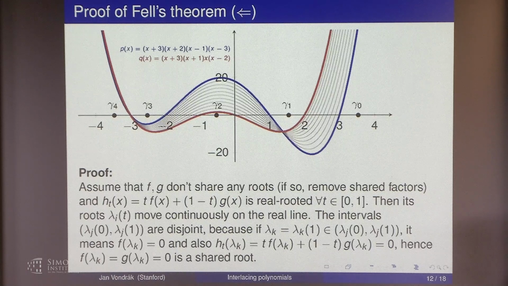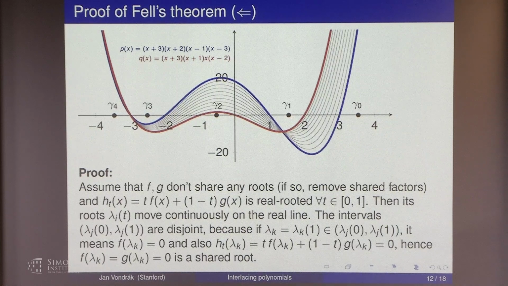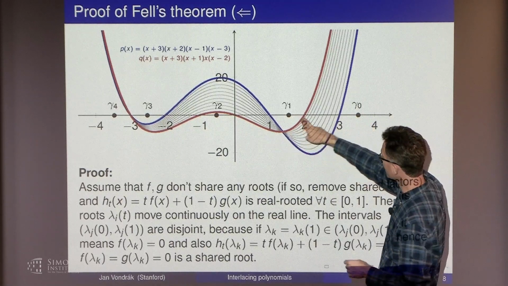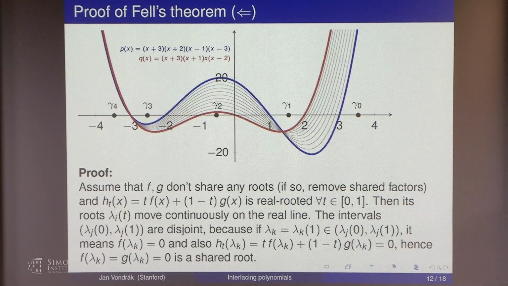But these intervals are disjoint, except for the endpoints. So they are ordered on the real line, just like in the picture. And this means that f and g have a common interlacing. Right? We can put some black points to separate this interval. The black point could be on the end point of the interval. It could coincide with the root. That's allowed. That's fine. But we can find this common interlacing.